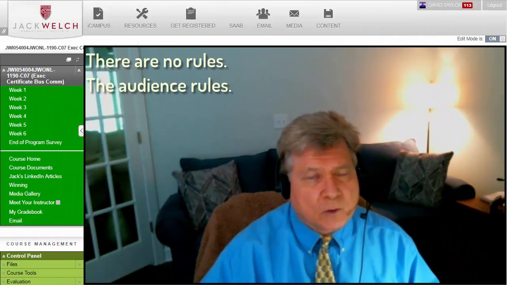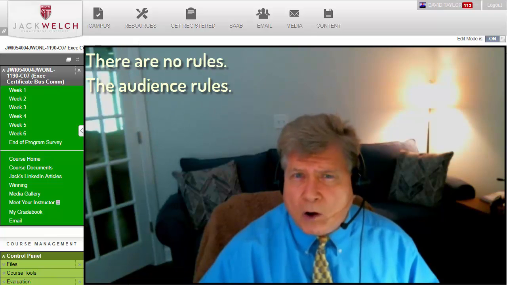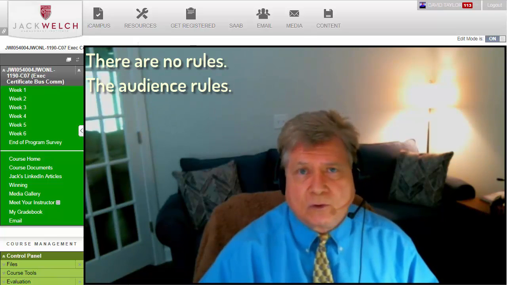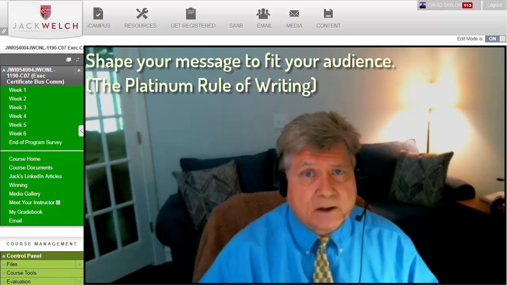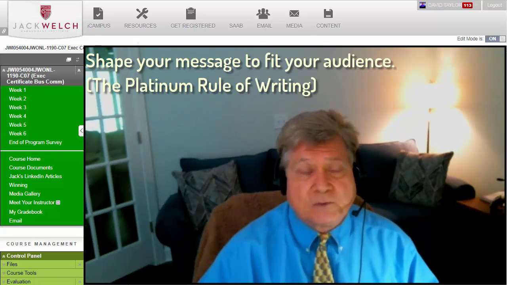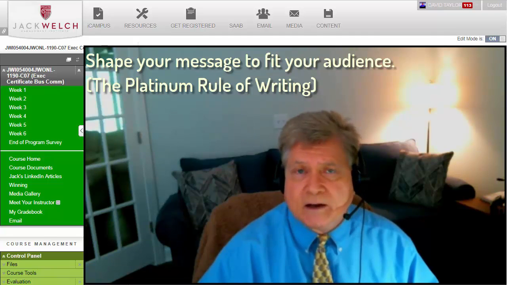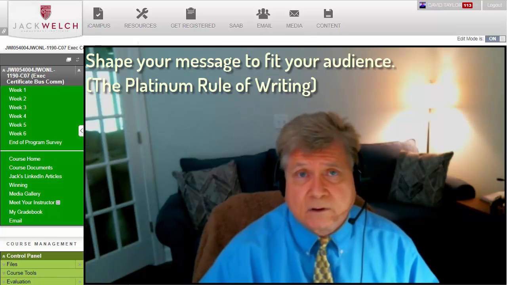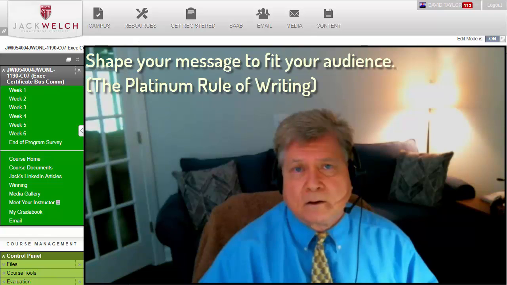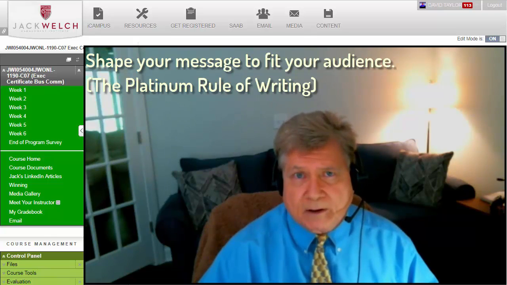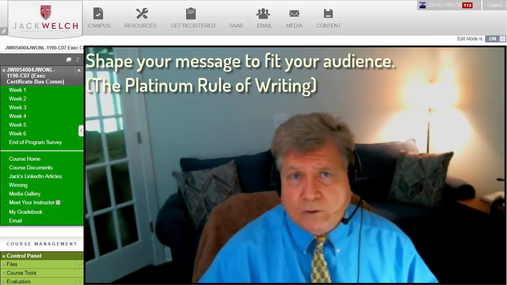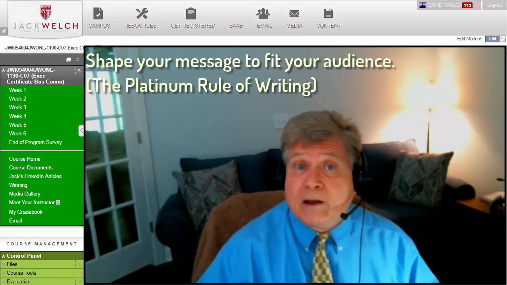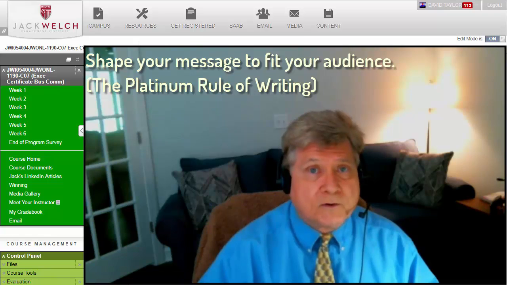Remember what we said earlier in the course. There are no rules. The audience rules. This is the platinum rule of writing. Now that you have your objective, great, but now you must shape it for your audience. If you're speaking to an individual, for example, what is that individual's communication style? Directive, supportive, emotive, reflective? You shape your message accordingly. What does your audience feel about the topic or the objective? Are they hostile or are they receptive? Are they neutral or are they indifferent? What do they already know about the topic, or what do they need to know?